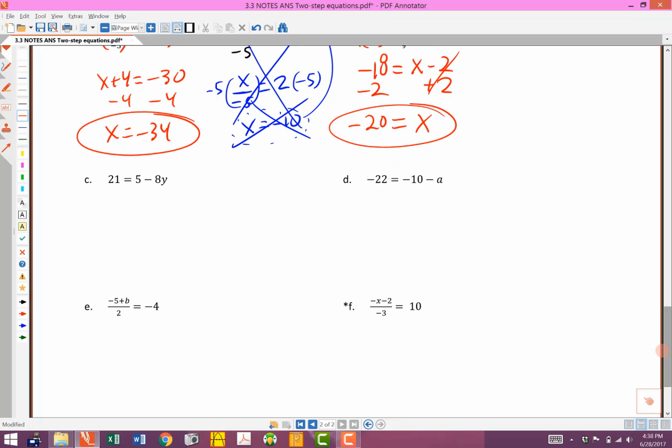So let's take a look at this one. Here's the variable term, so we want to isolate that. I'm going to subtract 5 from both sides. So this is going to be 16. Remember, those cancel to be 0, so I get negative 8y over here.